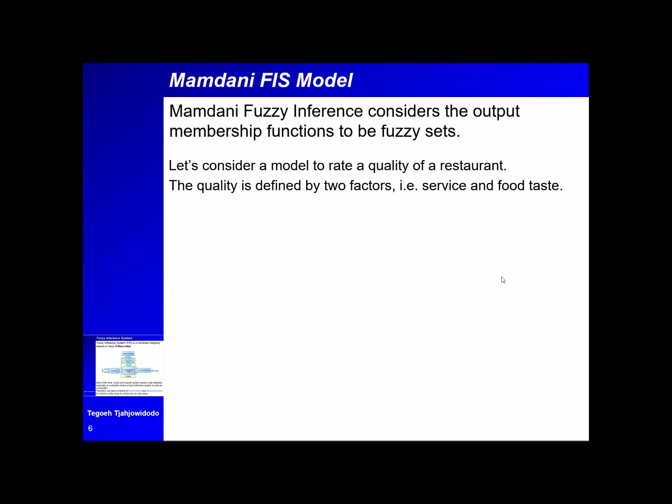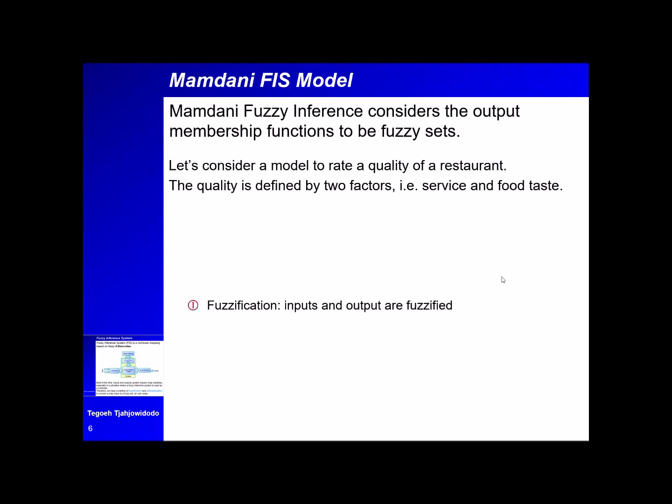Okay, but we are going to develop the model based on these two inputs. So we have an input of service and the taste of the food, and then the output will be the quality of the restaurant. And how do we define the quality based on the service and the taste of the food? We are going to use a FIS model. So the inputs here are service and taste of the food. Using FIS, we have to fuzzify these two inputs, the service and the taste of the food.